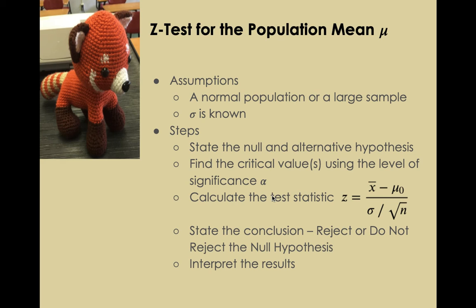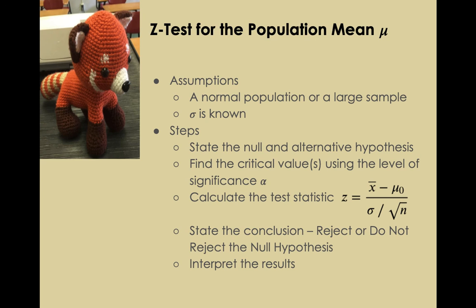So as we do one of these, to do a z-test for a population, a one population mean, we're assuming we have a normal population or a large enough sample that we can say that the sample mean is normally distributed. And we have to have sigma known.